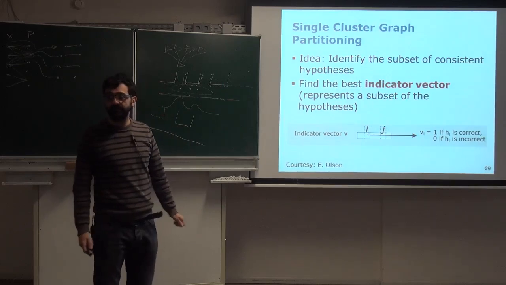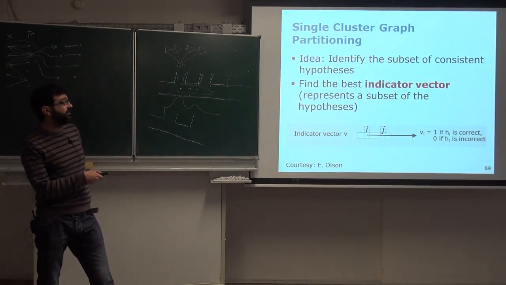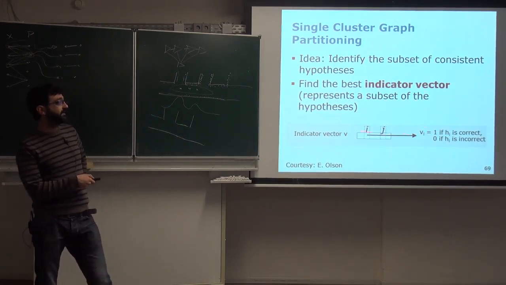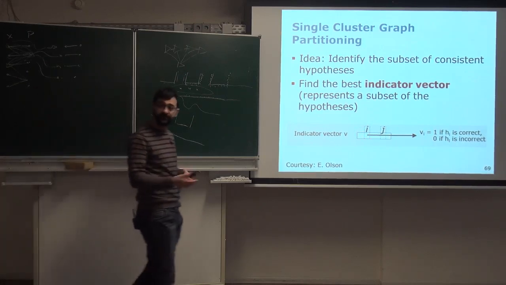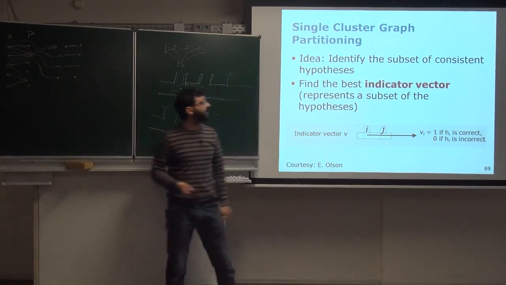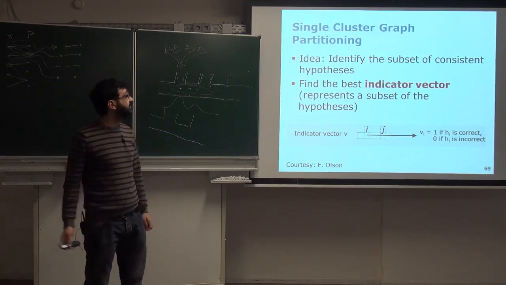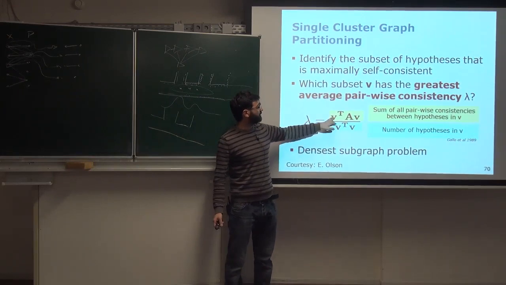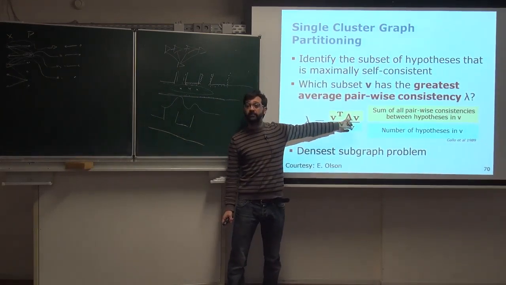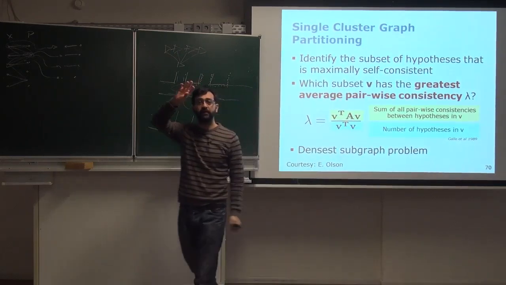Okay? This you can see as a problem where you have an indicator vector v that tells you this measurement is good, this measurement is not good. So 1 if it's correct, 0 if it's incorrect. And you want to find the highest number of correct matches. You can cast it in terms of a problem where you say, I multiply this vector by the matrix I found, and the vector itself, so I can get a scalar. So I have a quadratic form there.